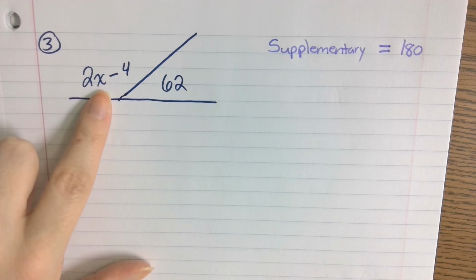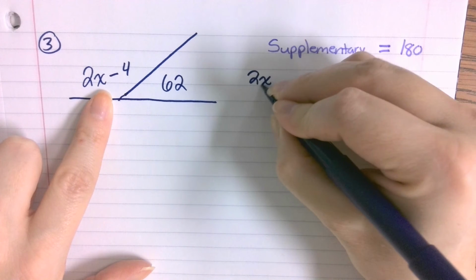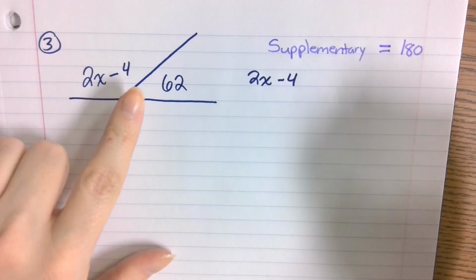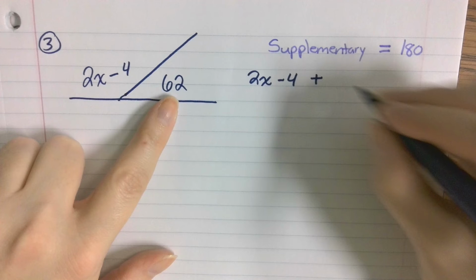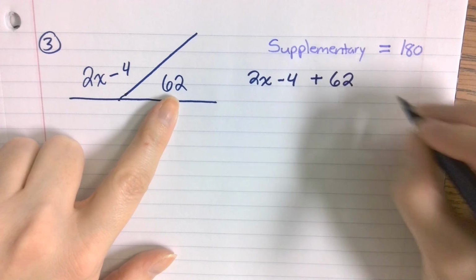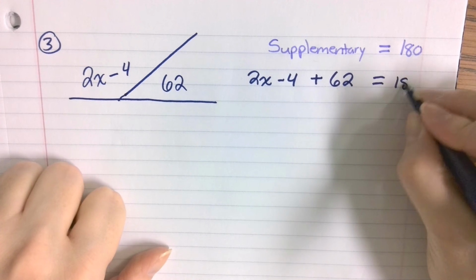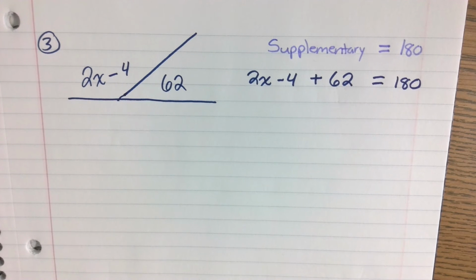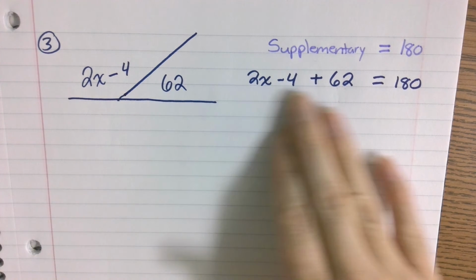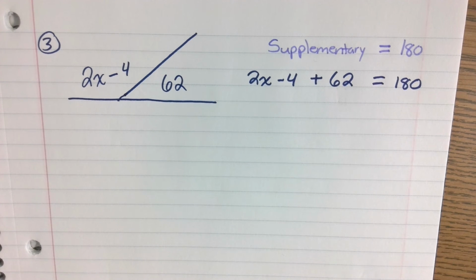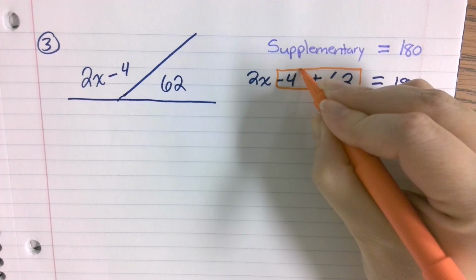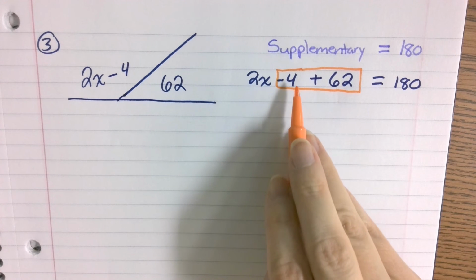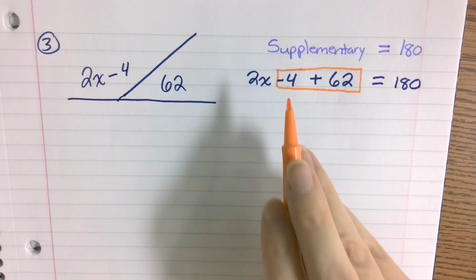We take the first angle, which is 2x minus 4, and then we add it with the second angle, 62, and we set it equal to 180. Is there any distributive property? No. Is there any combining like terms? Yes. Very good. Thank you for saying negative 4. It is a negative 4. That minus sign has to be included with it.